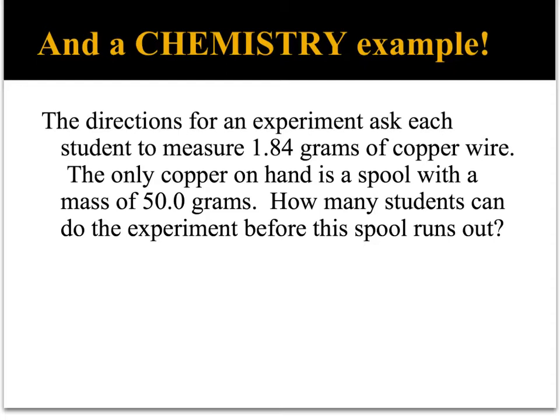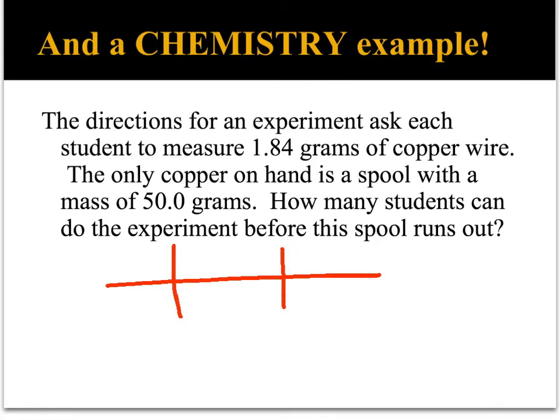And we'll finish up with one last example. So we've got a kind of chemistry related one. So here's our problem. The directions for an experiment, and I do this kind of calculation for you guys as I'm setting up for labs all the time, particularly when I have to make solutions of specific concentrations. I use this dimensional analysis approach. So this could be something that I might have to do, if I were figuring out if I had enough of something for us to do a particular lab. So the directions for an experiment ask each student to measure out 1.84 grams of copper. We've got some copper on hand, and it's in a spool and it has a mass of 50 grams. So I want to know how many of you guys could actually do the experiment before the spool of copper ran out. So we're going to set up our picket fence.